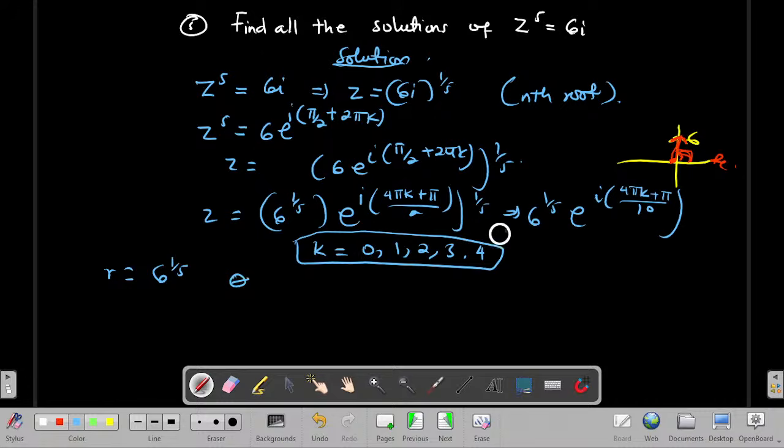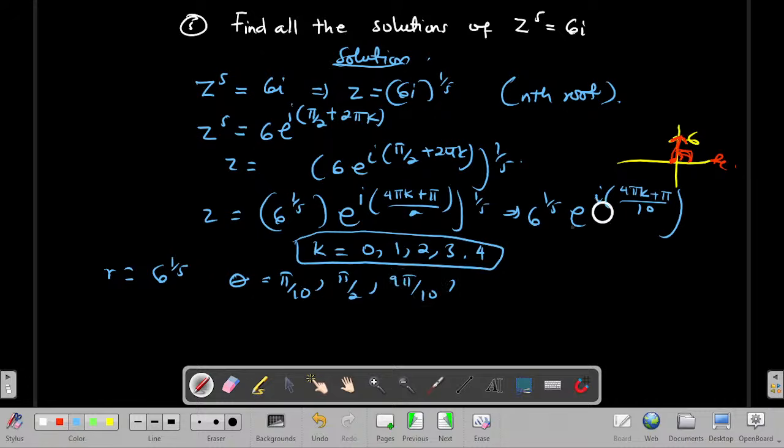When k is 0, what happens? Everything here goes away. I have pi on 10 as my first argument. When it is 1, I'll have 4 pi plus pi, which is 5 pi on 10, and that is going to be pi on 2. When it is 2, I'll have 8 pi plus pi, that is 9 pi on 10, right?